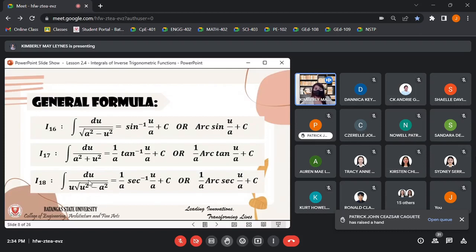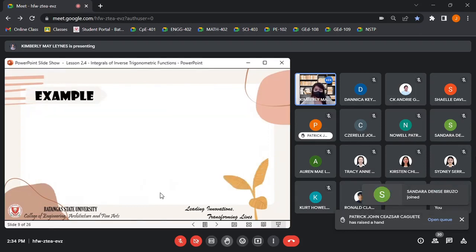So madali natin ma-identify alin bang formula yung applicable once na masubstitute natin ang value ng u squared, a squared at ng du. Let's have our example, integral of dx over the square root of 4 minus x squared. So dito, alin ba yung i-classify natin na u? So, yes, Patrick?